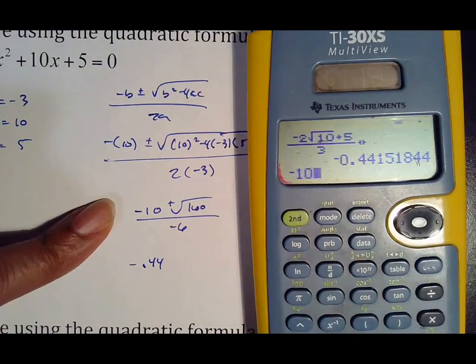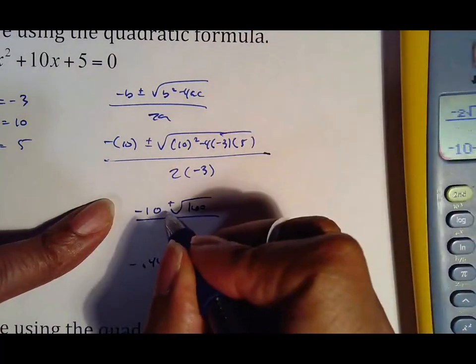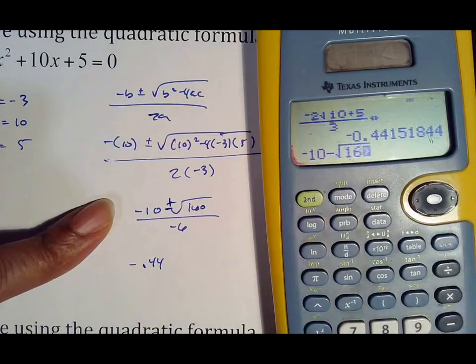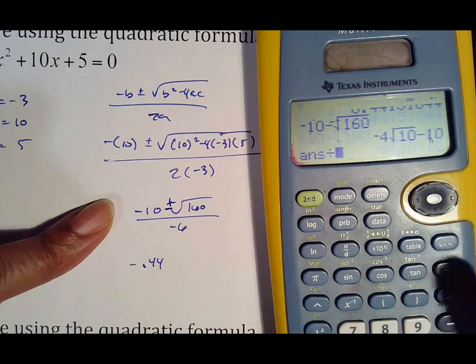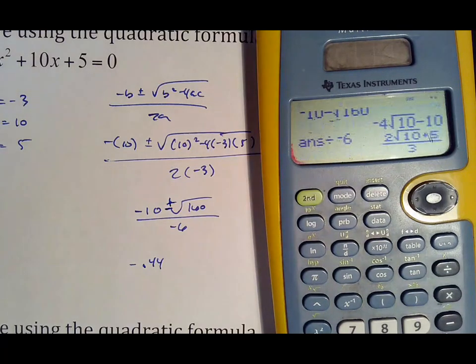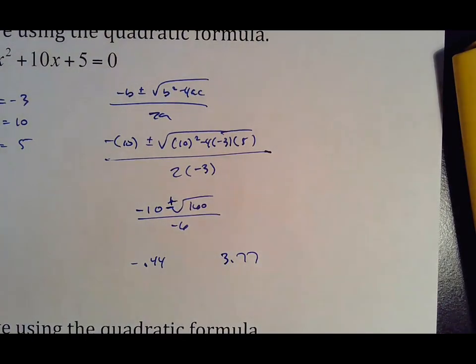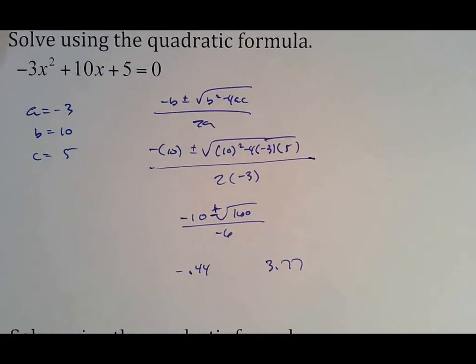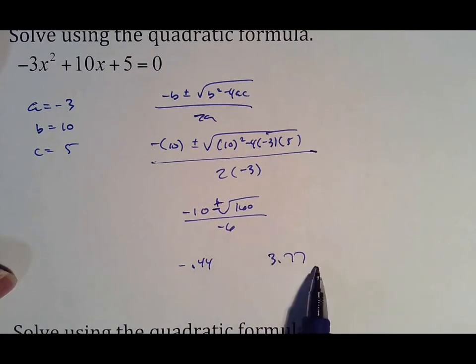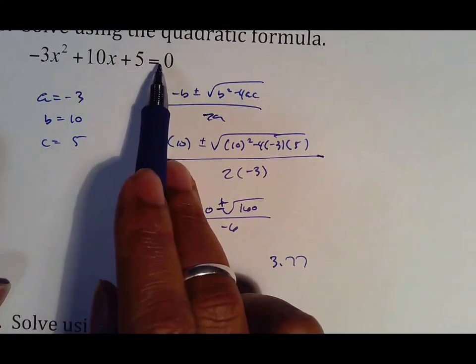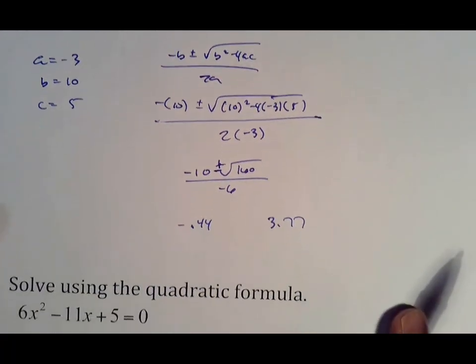Go the other way. -10 minus, because it should be plus or minus, right? Minus root 160 equals, divided by -6 equals, convert if necessary, and we get 3.77. That's it. I know those numbers look ugly, but that's part of the process. There's really nothing I can do about how ugly the numbers are. But whenever the numbers are like this, that's why the quadratic formula helps, because I don't think there are numbers that multiply to be -15 and subtract to be 10. They don't exist, so you couldn't even factor it.